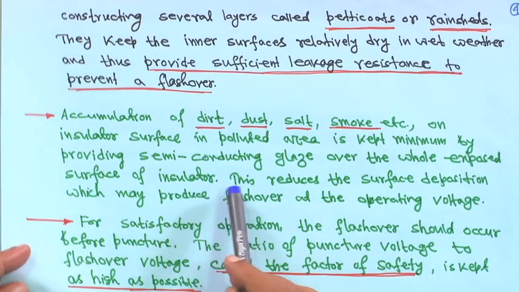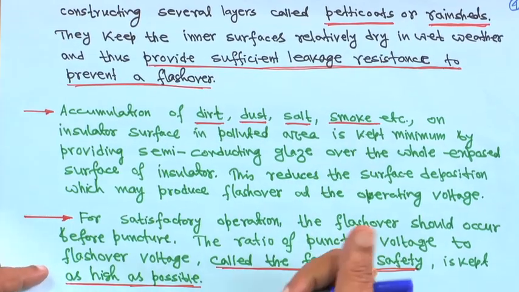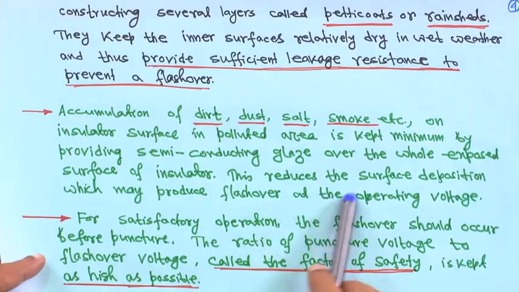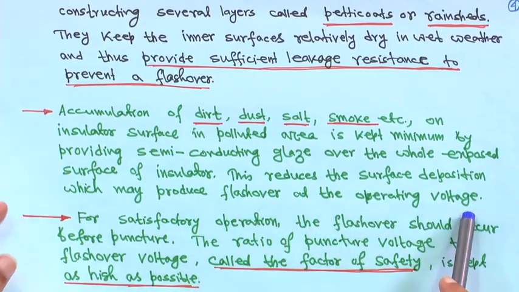But the insulator is made of porcelain and it is very heavy; one unit is not easy to pull by hand, it is a very heavy thing, right. This reduces the surface deposition which may produce flashover at the operating voltage.